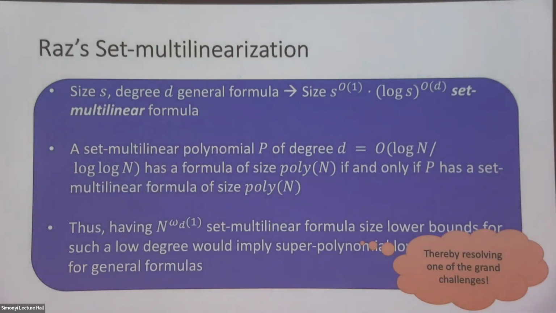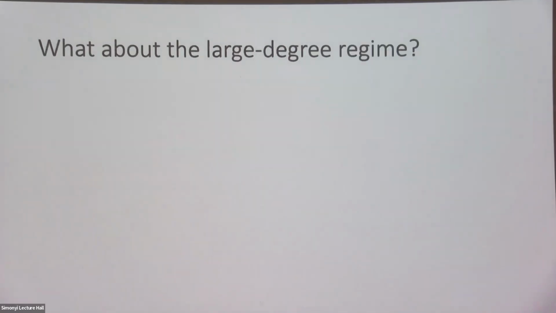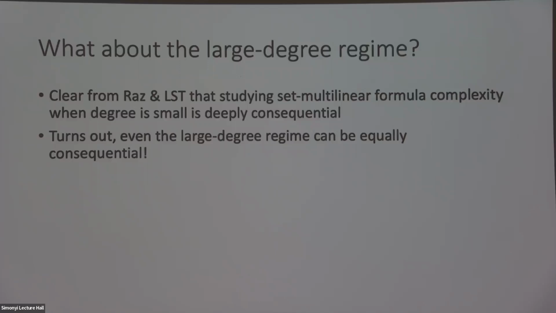So set multilinear formulas are really interesting. And they're especially interesting if you look at them in the low degree regime. Because if you can prove super polynomial lower bounds for set multilinear formulas in the low degree regime, that gives you lower bounds for general formulas. Okay, so set multilinear formulas are hence an object definitely worthy of attention and study. Let me try to convince you that set multilinear formulas can also be interesting in the high degree regime, not just in the low degree regime, for the following reason.